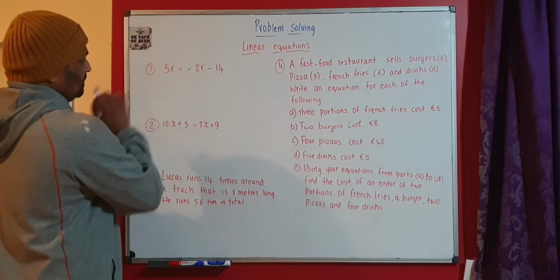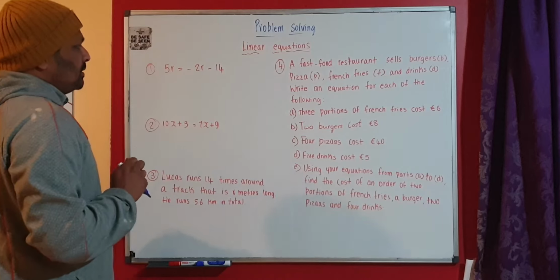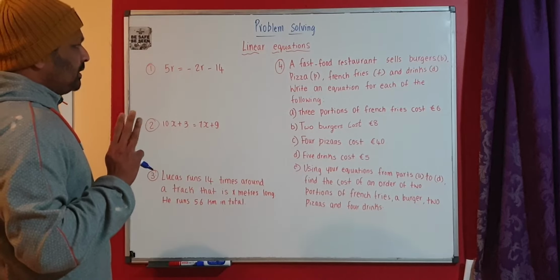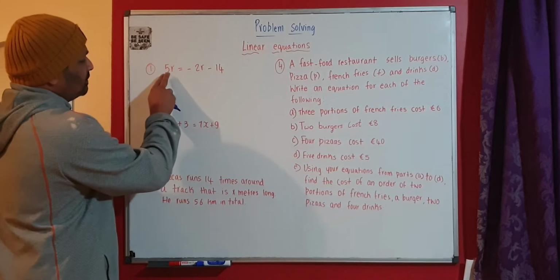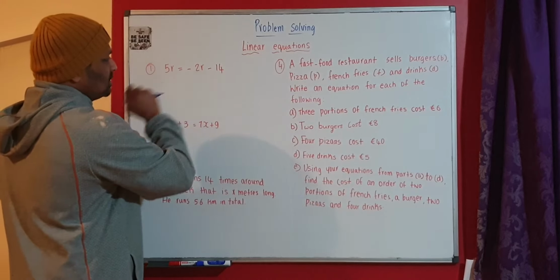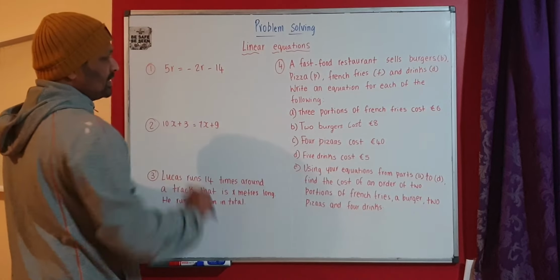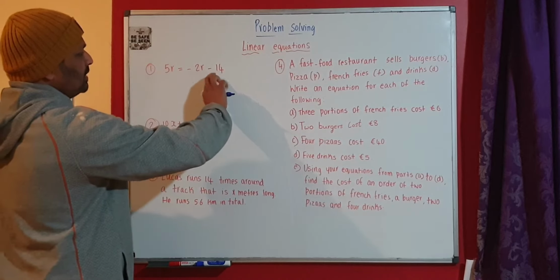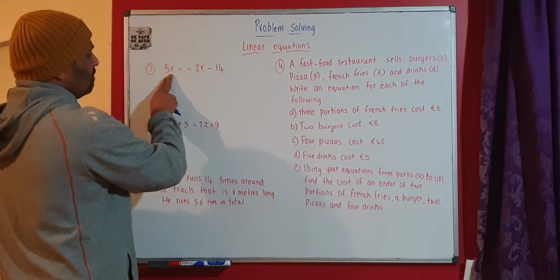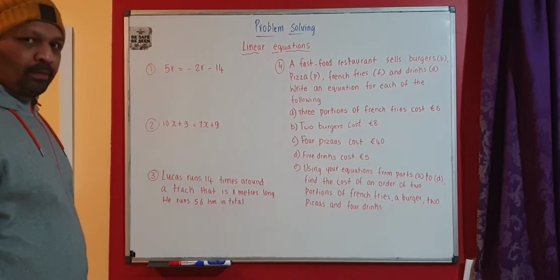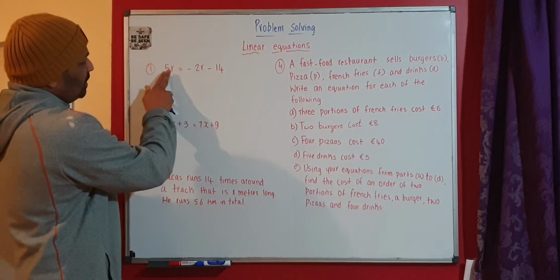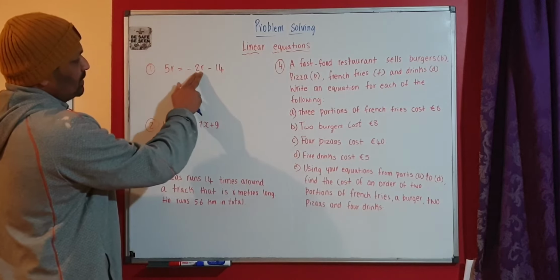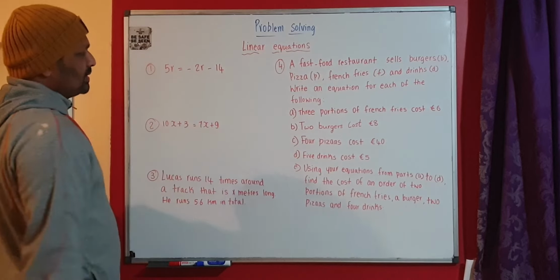The very first step is that there are 3 terms. 5r is one term, minus 2r is another term, minus 14 is another term. Minus 2r is on the right side, minus 14 is on the right side, and 5r is on the left side. So this one we call a term: 5r is one term, minus 2r is one term, minus 14 is another term.